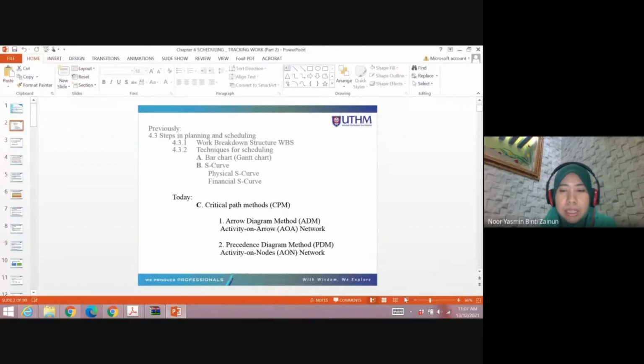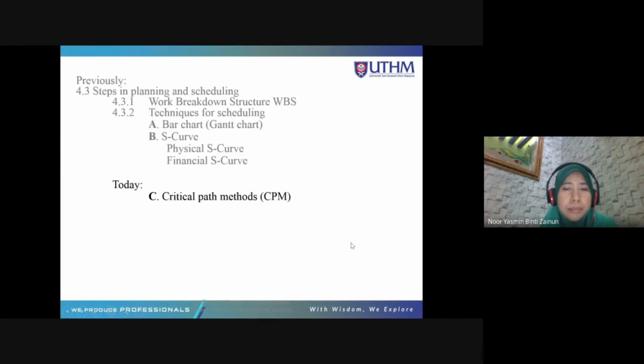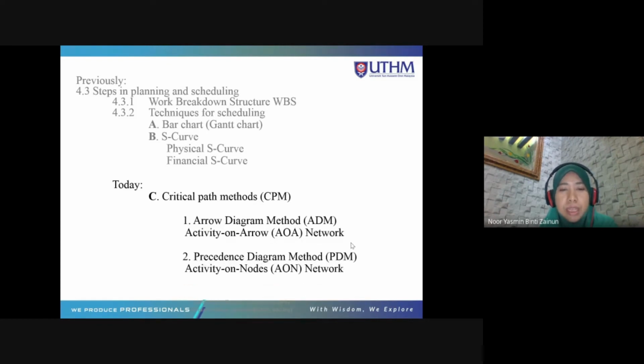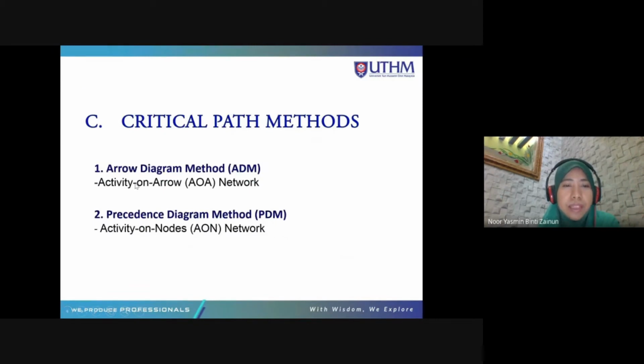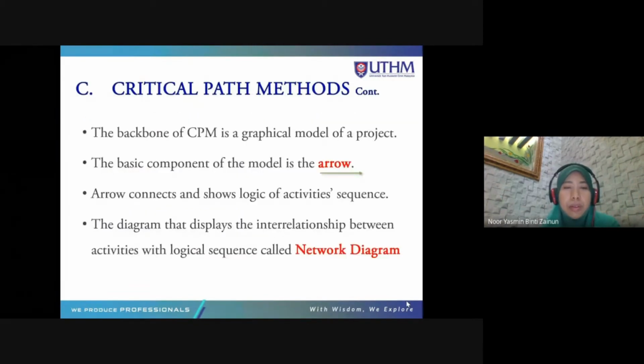Today we're going to continue with the scheduling technique, which is the critical path method, CPM. It uses the arrow diagram method, ADM, which is activity on arrow, and the precedence diagram method, PDM, which is activity on nodes. The critical path method is the backbone, the graphical model of a project. The basic component of the model is the arrow, and that's why you have activity on arrow and activity on nodes. The arrow connects and shows the logic of the activity sequence.